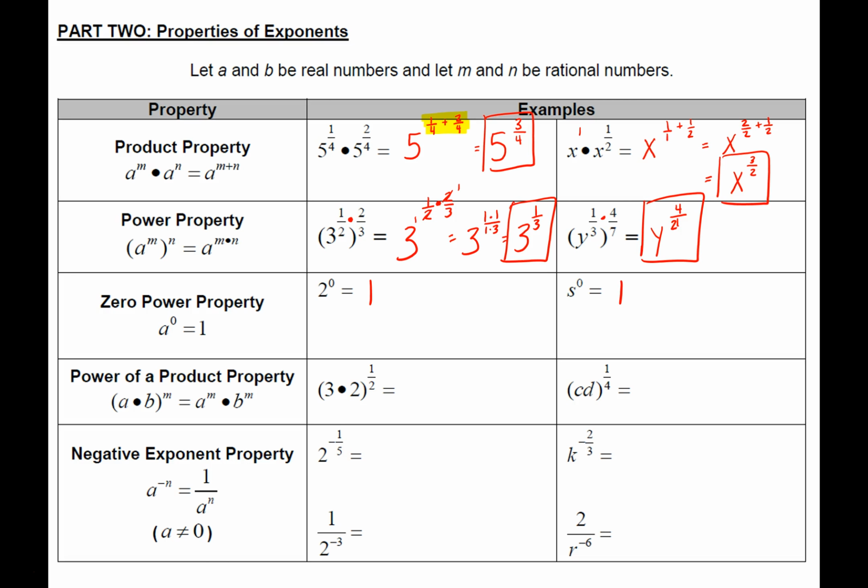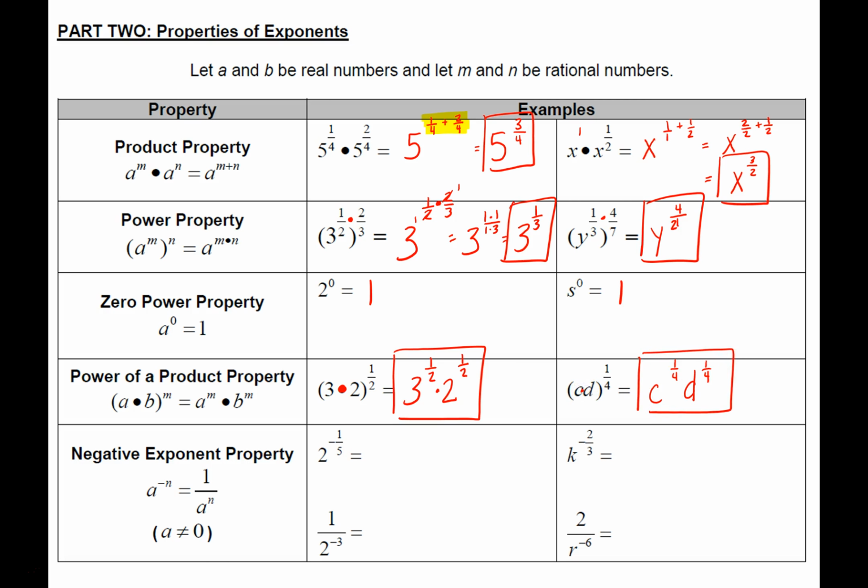With the power of a product property, because this is a product in parentheses, we can take that power of 1/2 and say 3 gets raised to the 1/2 and 2 also gets raised to the 1/2. This is still multiplication in this problem. Those bases are not the same, so we cannot use the product property, and for now that one is done. Let's see, last one here, c to the 1/4 times d to the 1/4 finishes that one up because that is just a multiplication problem.